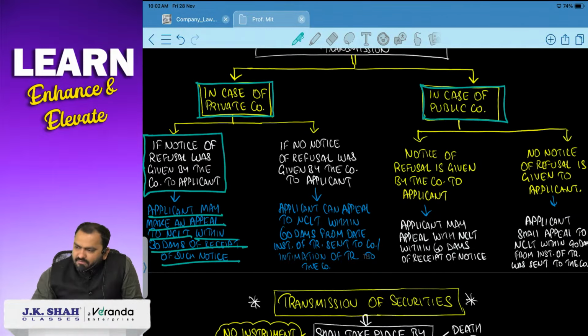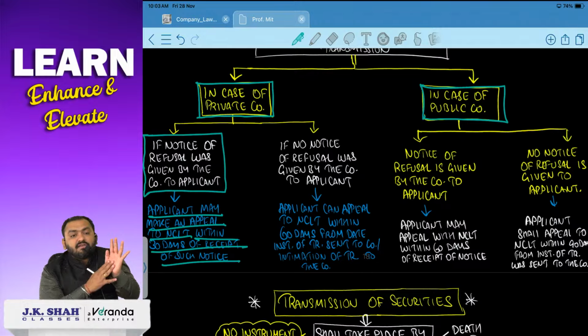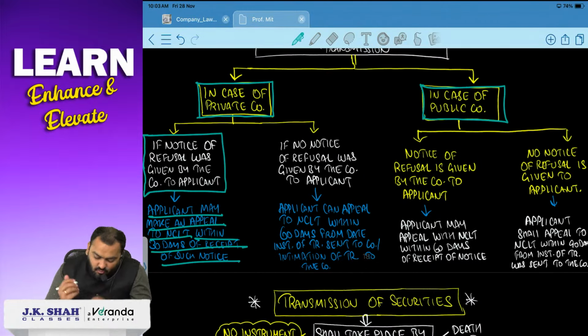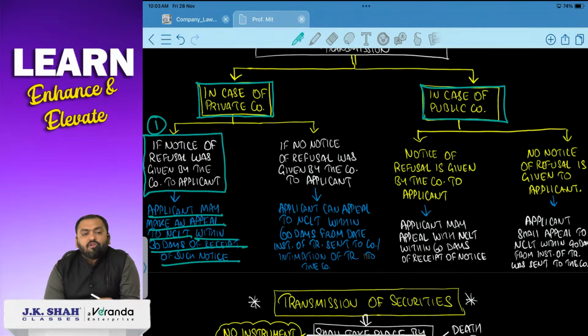You understood that? Firstly, tell me, the company will send you the refusal notice within how much time? 30 days. Correct? Within 30 days. And from the day when you receive the refusal notice, you can appeal within 30 days from the day when you have received it. This is the case where the company has sent you the refusal notice.